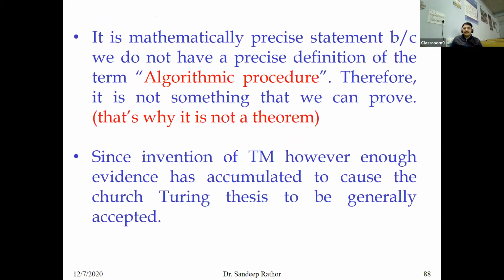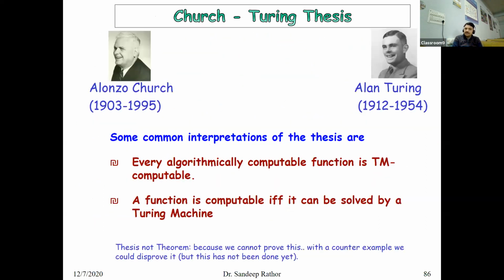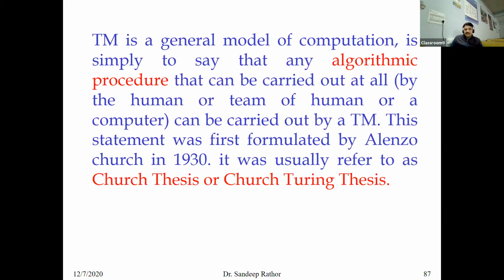And after that, Church Turing thesis we have already completed. Alonzo Church proposed his thesis in 1930, and the common interpretation of the thesis was that every algorithmically computable function is Turing machine computable. The second interpretation was that a function is computable if and only if it can be solved by the Turing machine. So these are two main interpretations of the Church Turing thesis.